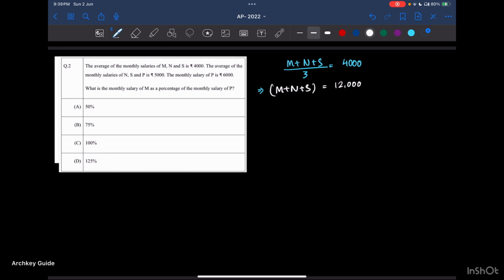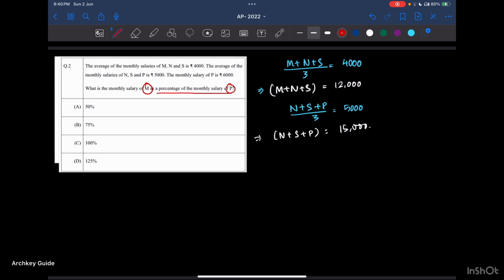Fine. Next part of the question says the average of monthly salaries of N, S, and P. N plus S plus P divided by 3 again is how much? 5,000. So N plus S plus P would be 15,000. Okay. So they have given the salary of P is 6,000 and they want the monthly salary of M as a percentage. So let's try to find out the monthly salary of M first.